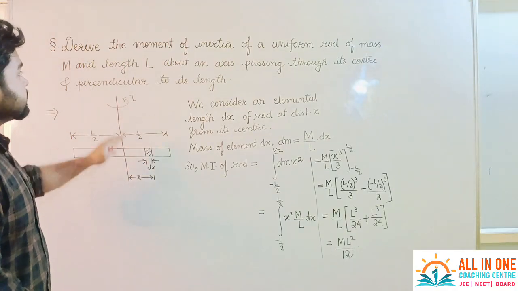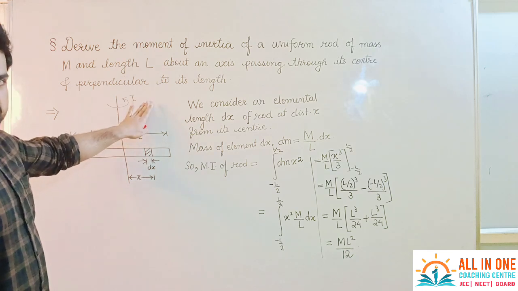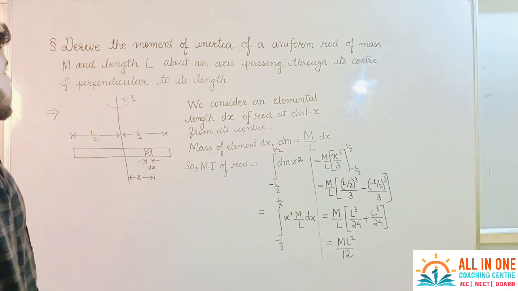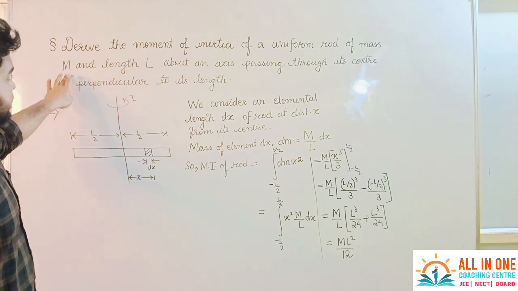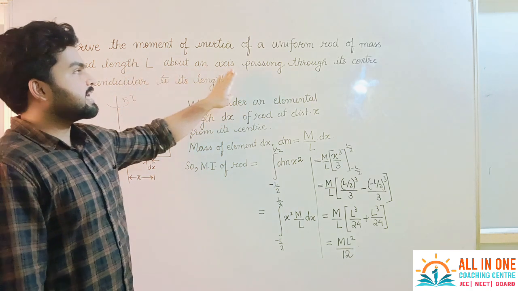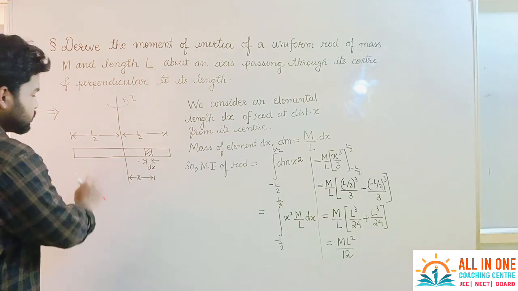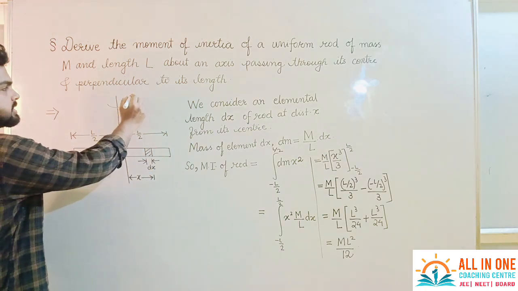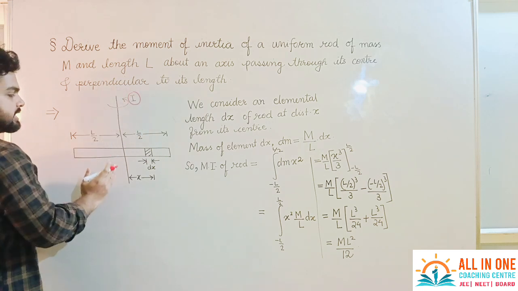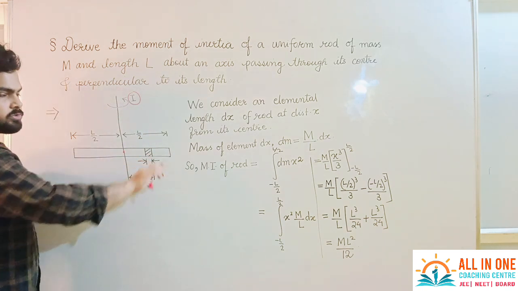Next ami system of particles and rotational motion chapter tu pora eta derivation sound. So here we are asked to derive the moment of inertia of a uniform rod of mass M and length L about an axis passing through its center and perpendicular to its length. So rod or length to dia ase, and we have to find out the moment of inertia I about an axis passing through its center and perpendicular to its length.